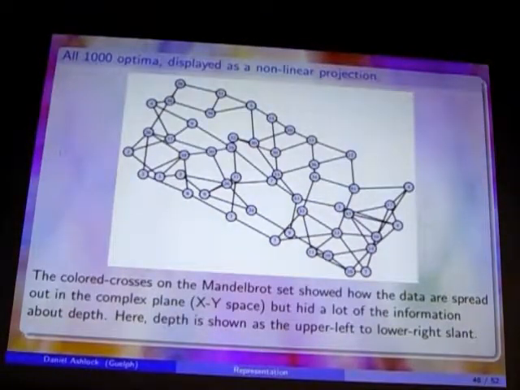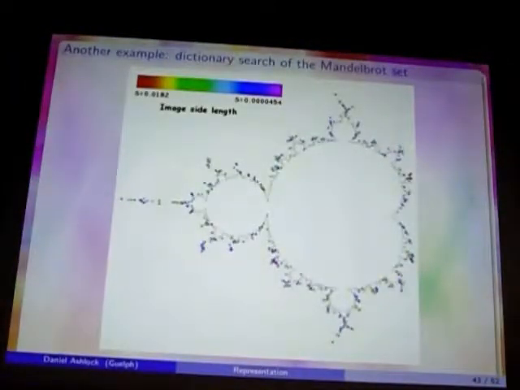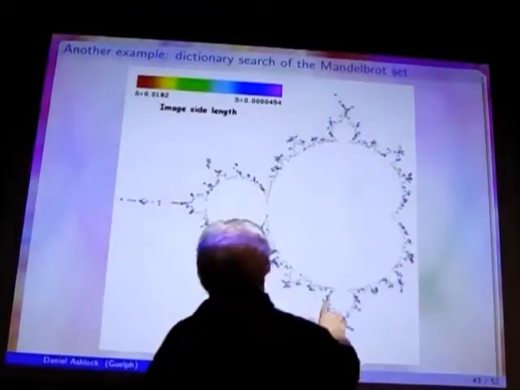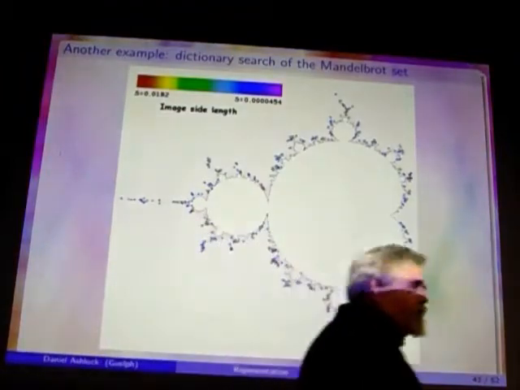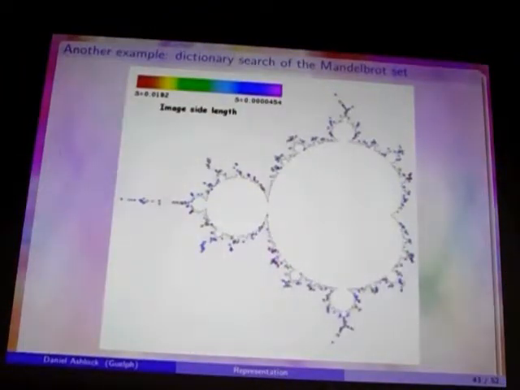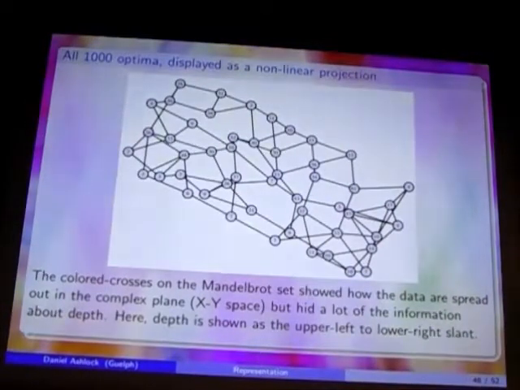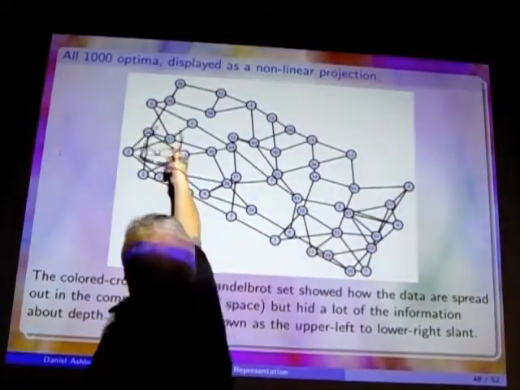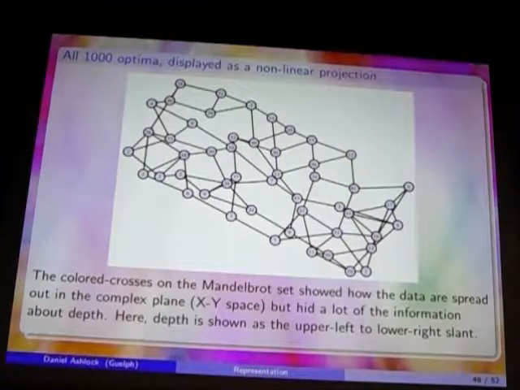And then, look at that. This displays every single optima I found and uses colored crosses to tell you how zoomed in they are. Those are the sidelines from red to purple. When I do the nonlinear projection, it turns out, and this isn't intentional, that the long sidelines are up here and the short ones are down there. So you can sort of see the 3 by 3 by 10 rectangle in which all the optima were found.